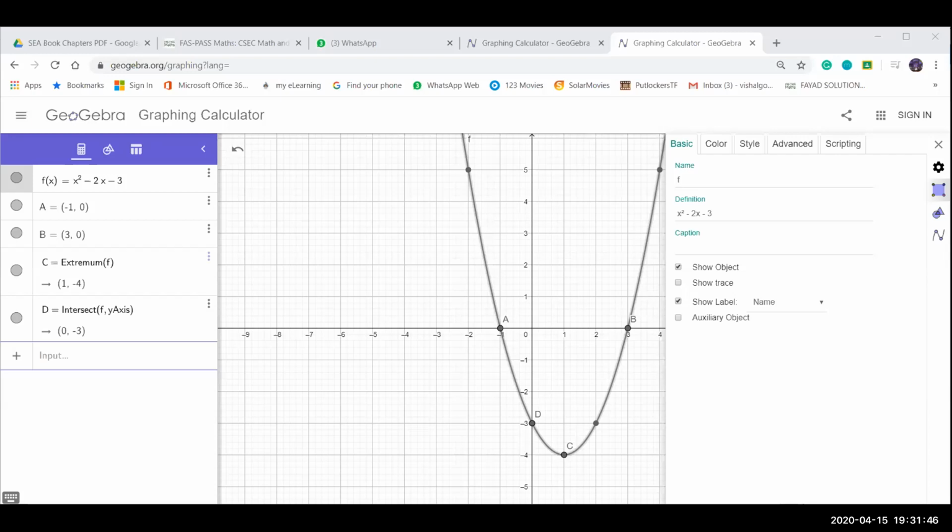Any questions so far? So that's 2, 4, that's 6, 7, 8, 9, 10. This graph question is worth 10 marks. So you see how easy it is to get 10 marks?